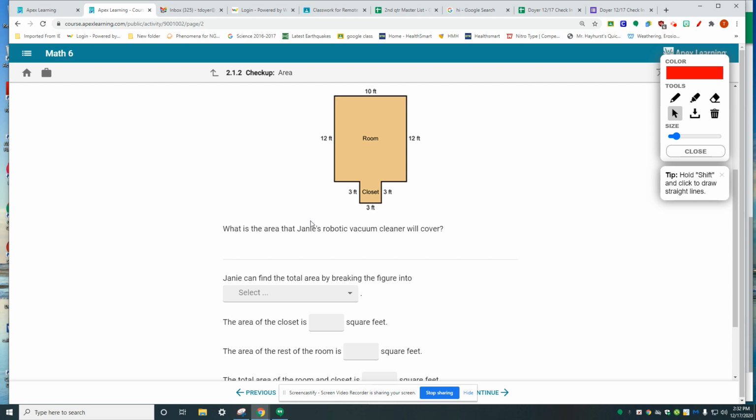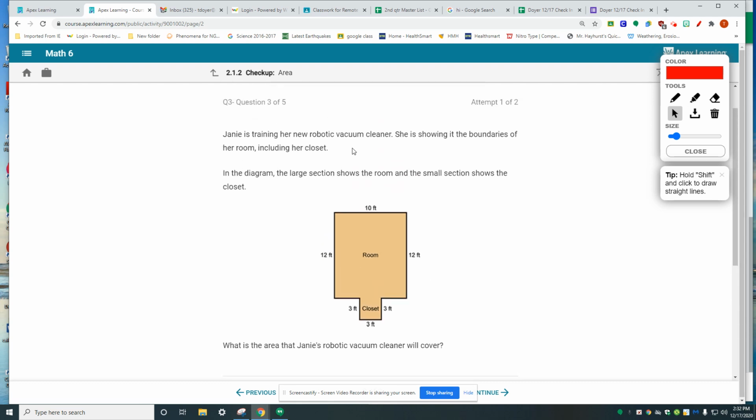Okay, what's the area of Jane's robotic vacuum cleaner will cover? Well, I need to read through this. I need to know the closet and the room separately. So draw a line, figure out this, and then figure out this one. And they're both length times width because they have 4 sides. Okay, start that.